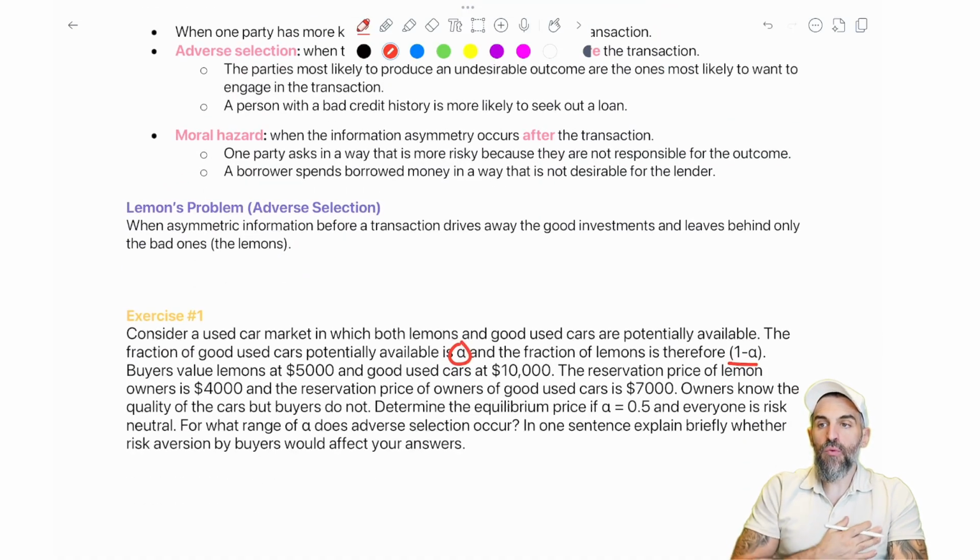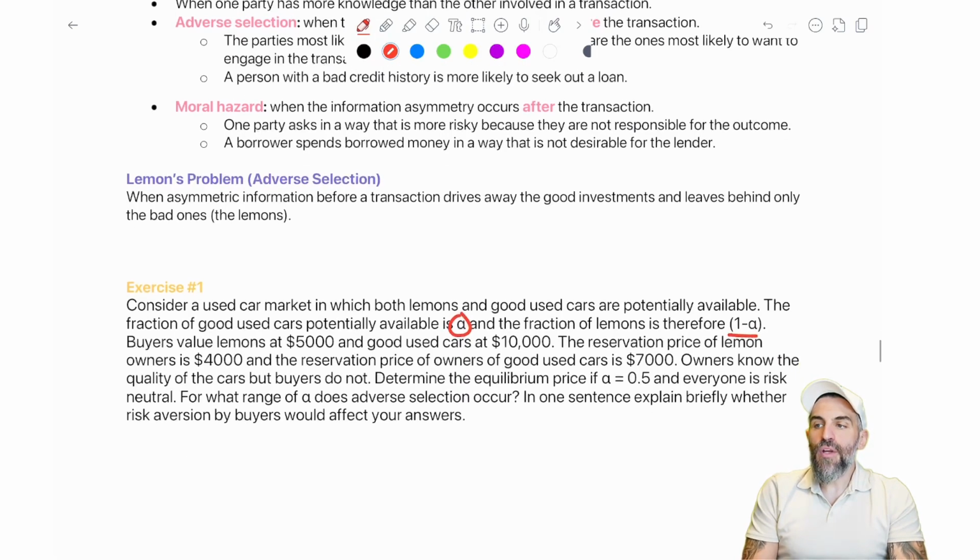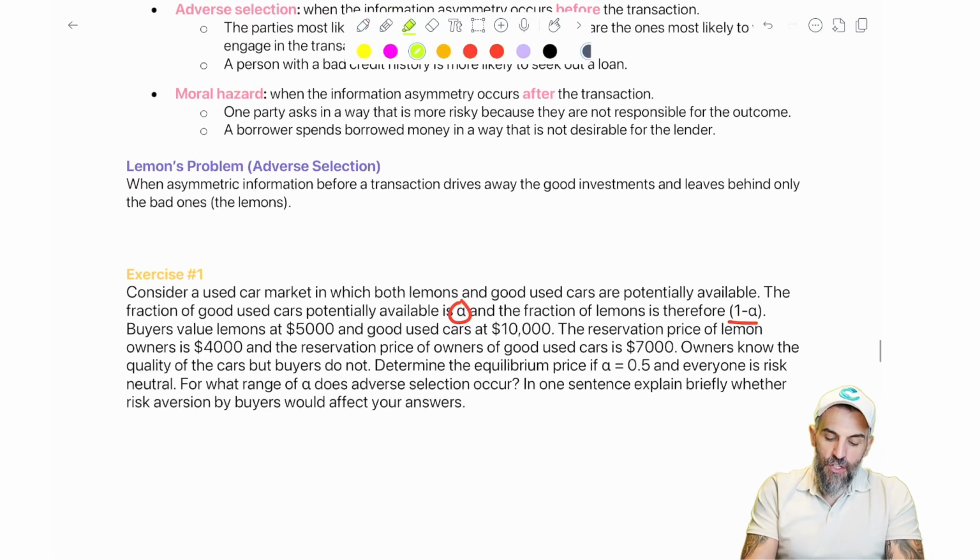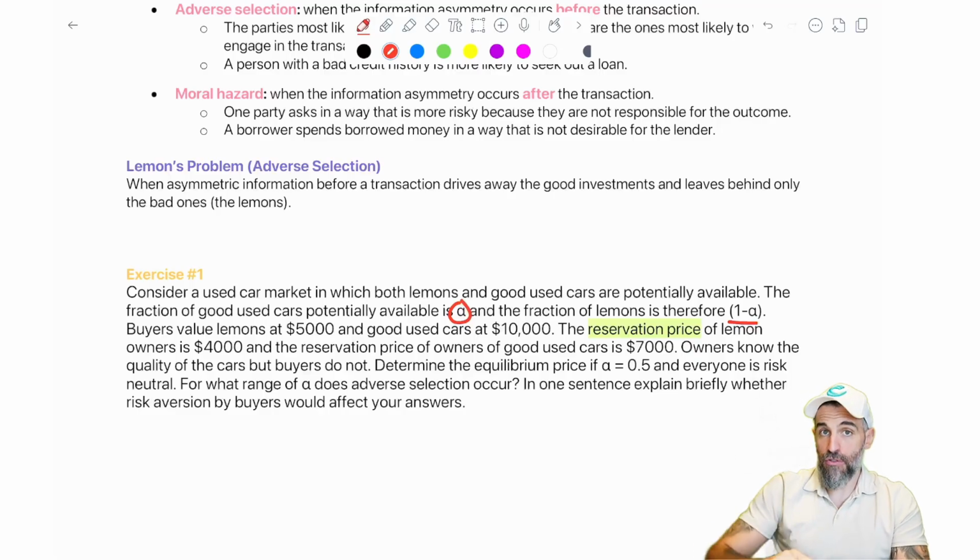So the buyer would pay 5,000 for a lemon, but would pay 10,000 for a good car. The reservation price, guys, is the minimum price that somebody would accept in any context. So here it says the reservation price of a lemon owner is 4,000. That means the owner of a lemon car, a bad car, is willing to take at least 4,000. They'll take more, obviously. The 4 is the minimum. The reservation price of good cars is 7,000.